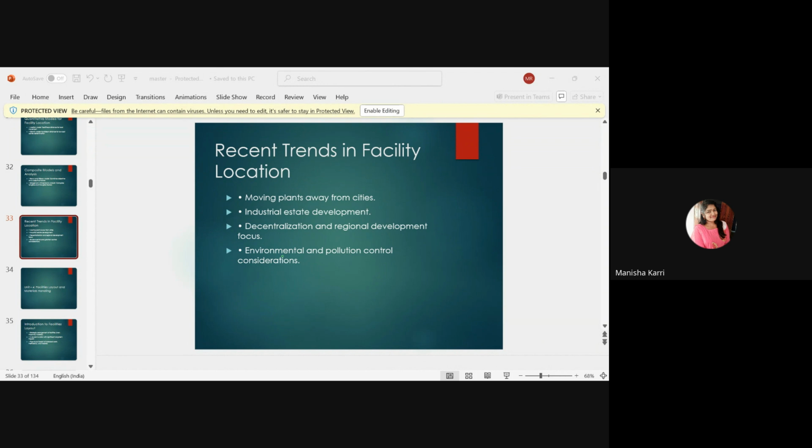For example, industrial parks are set up where manufacturers, warehouses, and other facilities are grouped together for more efficiency. The third one is decentralization and regional development focus. Generally, it means spreading out business locations across different regions instead of concentrating them in one central area. It is beneficial because it helps balance economic growth and reduces the strain on major cities, and supports job creation in different areas. For example, a company opening offices or plants in smaller towns to boost the local economy and reduce operational costs.